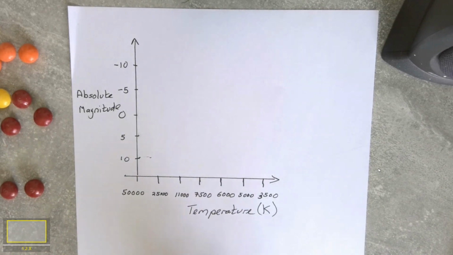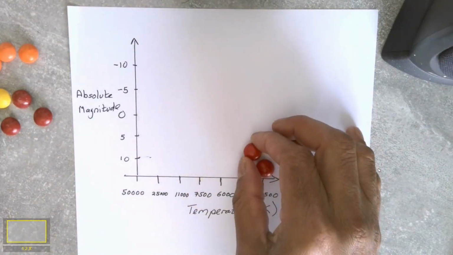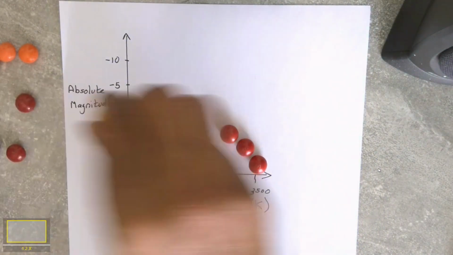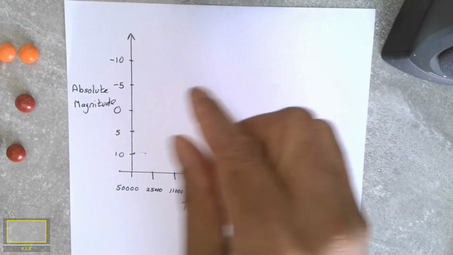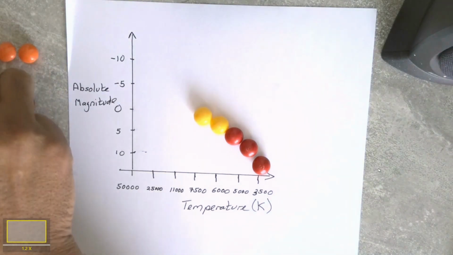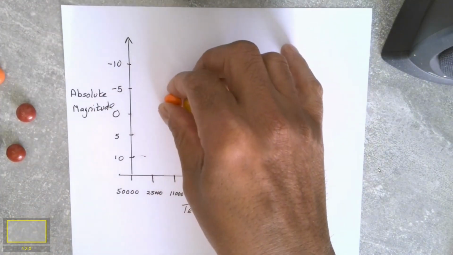So we've observed lots of stars, we've observed their temperature, and we've also observed their absolute magnitude, and we tend to find that 95% of stars tend to sit in this area here, and I'm using skittles to actually plot how they sit.